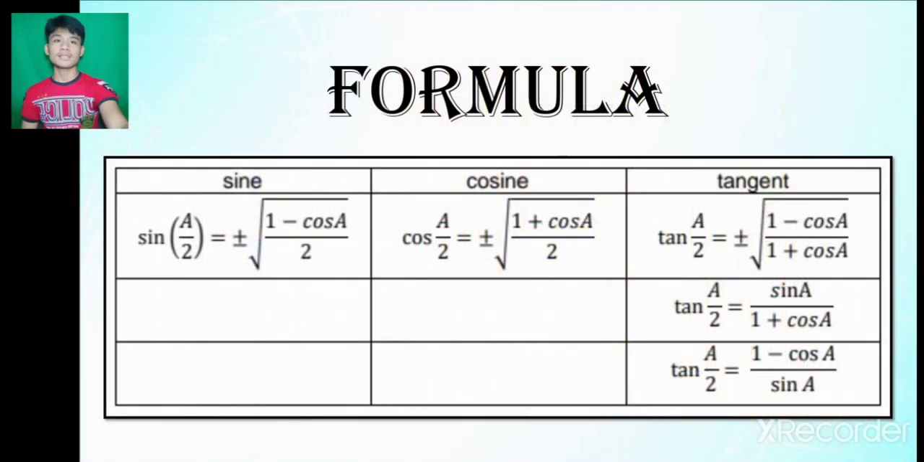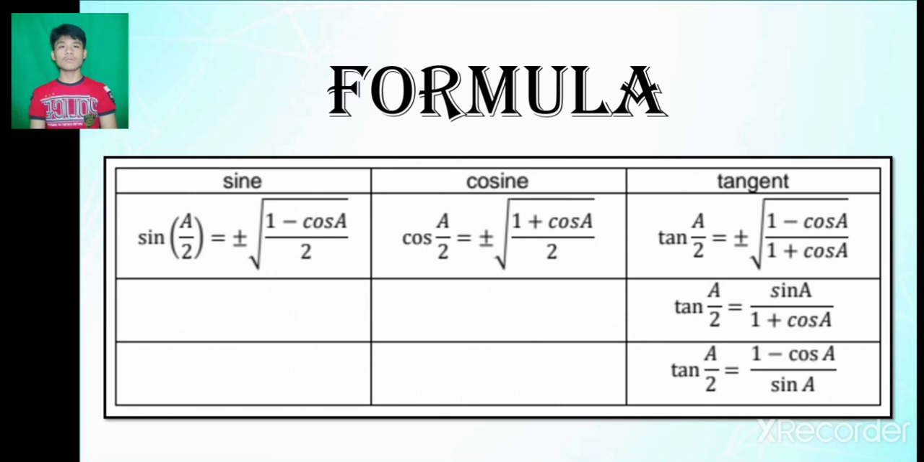So this is the formula we should be familiar with to solve half angle identities. For sine, we have sine A over 2, where A stands for angle or radian, since it is a half angle identity, is equal to positive negative square root of 1 minus cosine A over 2. And for cosine, we have cosine A over 2 is equal to positive negative square root of 1 plus cosine A over 2.